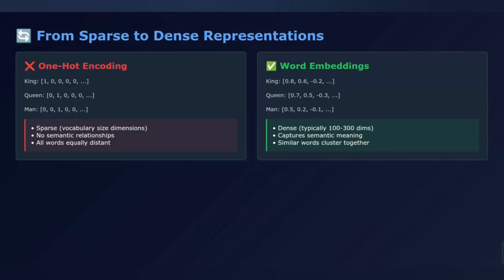Now, on the right, we have word embeddings. Same words, but now represented as dense vectors like 0.8, 0.6, minus 0.2. Notice how king and queen have similar values? That's because the model learned they're semantically related. Embeddings are dense, only 100 to 300 dimensions. They capture semantic meaning, and similar words naturally cluster together. This is the power of embeddings.